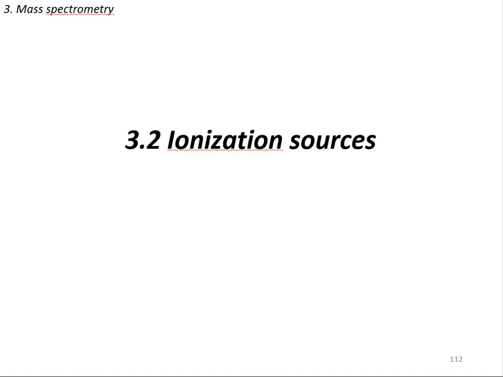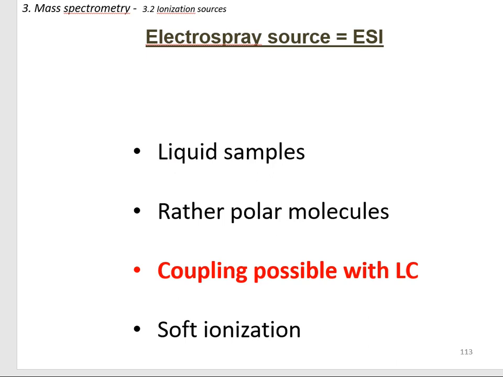Now let's look at ionization sources in more detail, and we'll start with the electrospray ion source. We said it already, it's good for liquid samples, it's useful with polar molecules, and it's coupled with liquid chromatography, and we call that a soft ionization.